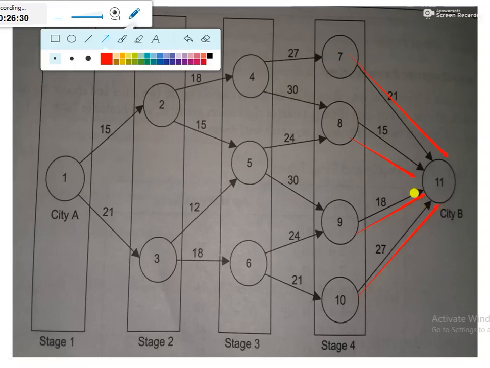After solving this, now we would move to the next stage, that is the third stage of this problem. At stage 3 we have 3 states: state 4, state 5, and state 6. So at stage 3 the traveler can be at any of these places. If the traveler is at node 4, then he may choose to go from node 4 to node 7. From node 4 to node 7, the time taken to travel from stage 3 to stage 4 would be equal to 27 hours.